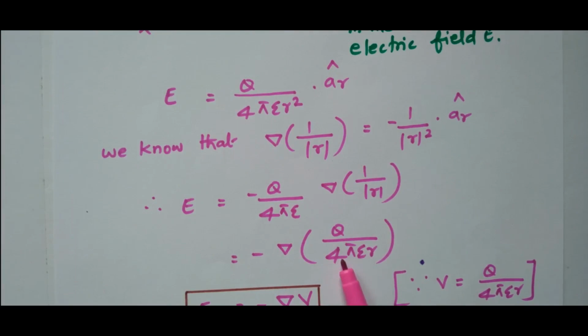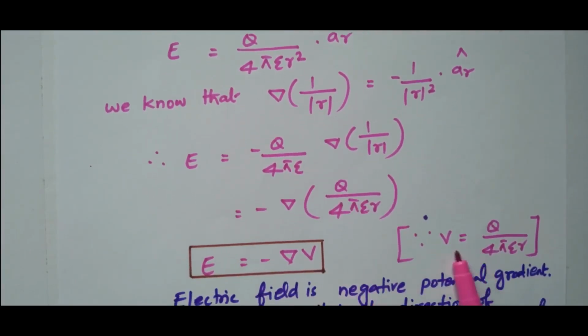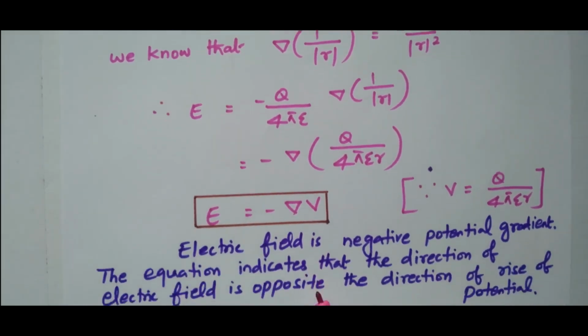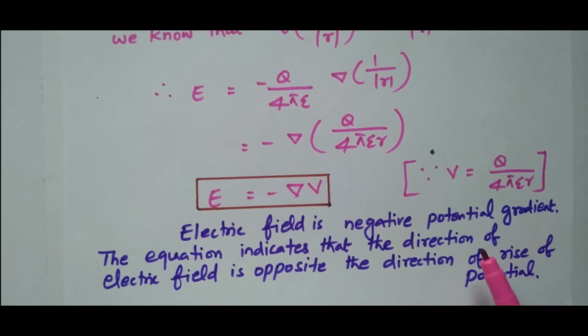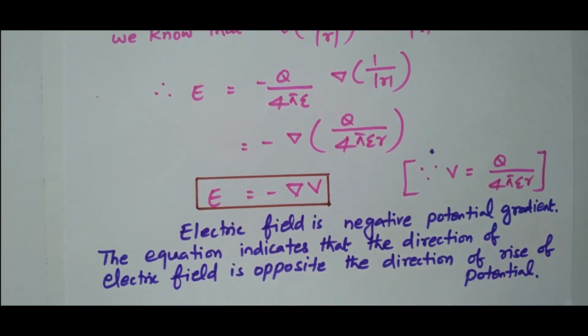What is Q divided by 4 pi epsilon R? That is nothing but potential V, right? So now we can replace this as V, so that E equal to minus del V. So finally what we got? Electric field intensity equal to minus del V. What is the meaning of this? The electric field is a negative potential gradient. This equation indicates the direction of electric field is opposite to the direction of rise of potential, right?